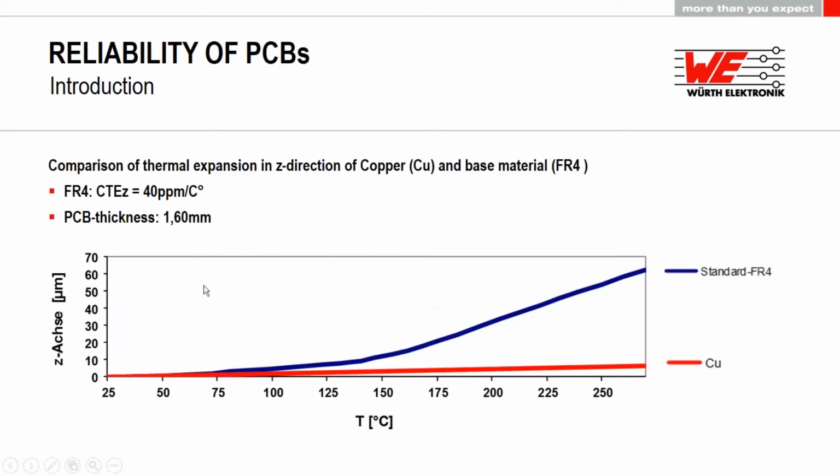This diagram visualizes the effect a little better. We have on the y-axis the expansion of the z-axis in micrometers, and on the x-axis we have the temperature. As you can see, the copper expands over the whole temperature range at a constant rate of roughly 17 ppm. The base material or base materials usually have a coefficient of thermal expansion of about 30 to 50 ppm per Kelvin below the glass transition temperature, and above the glass transition temperature we usually have 200 to 300 ppm per Kelvin. That leads to a huge difference in the expansion of the z-axis, and this leads to huge stress in the copper.